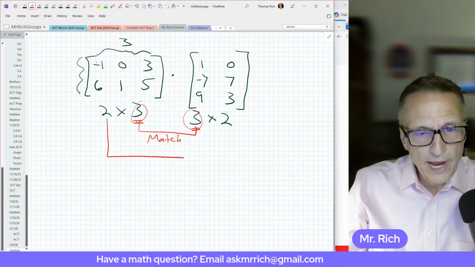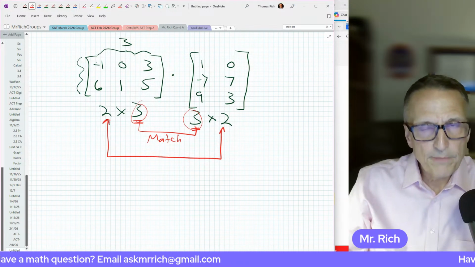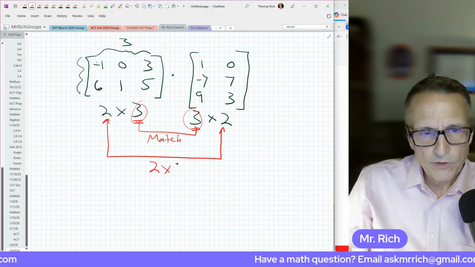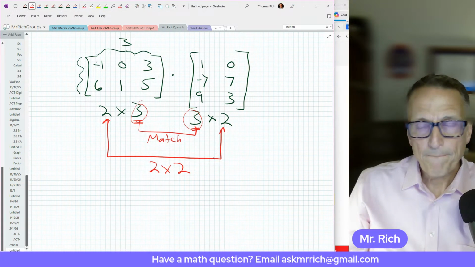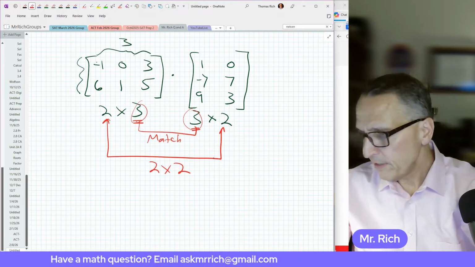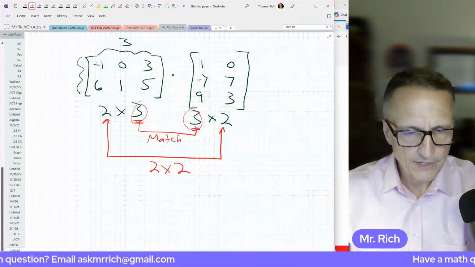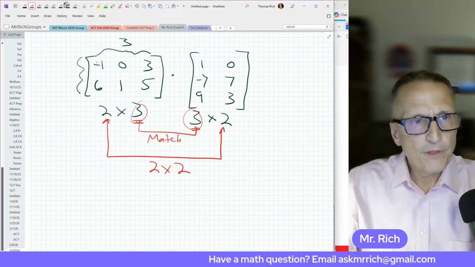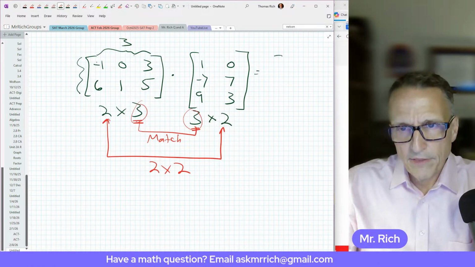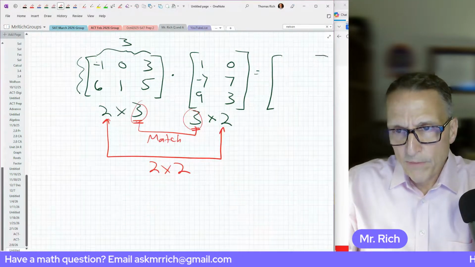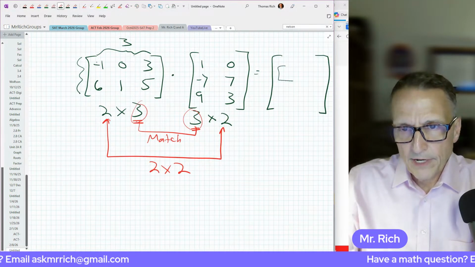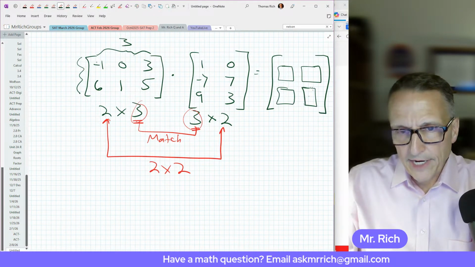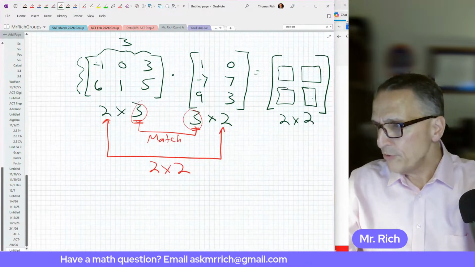And then these two outer dimensions are going to be the dimensions of the resulting matrix after you do the multiplication. So this is going to result in a 2 by 2 matrix. Now you may wonder, how could you multiply a 2 by 3 by a 3 by 2 and the result is a 2 by 2? Well, I'm going to show you how you do the multiplication. The first thing you need to know is that the result is going to be 4 numbers. I'm going to put a number in each of these spots to make a 2 by 2 matrix after I do that multiplication.